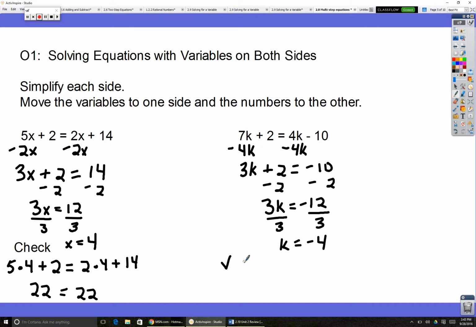So here's my check. 7 times negative 4 plus 2 should equal 4 times negative 4 minus 10. 7 times negative 4 is negative 28. Negative 28 plus 2 is negative 26. 4 times negative 4 is negative 16, and negative 16 minus 10 is negative 26.